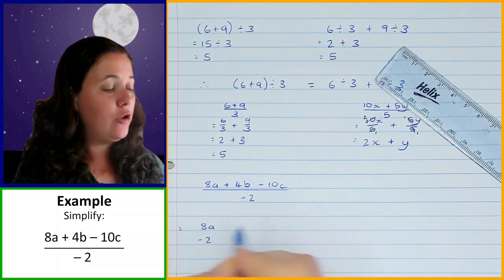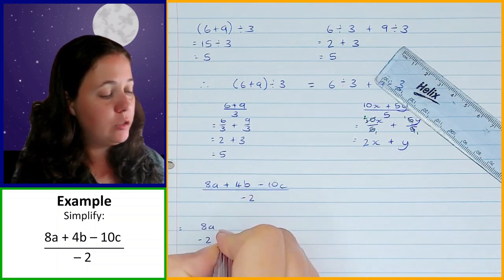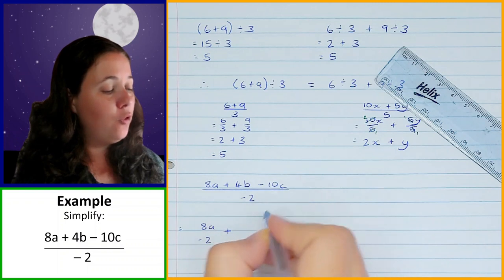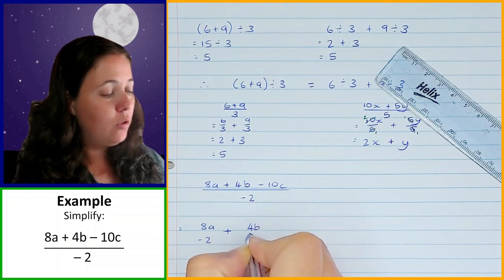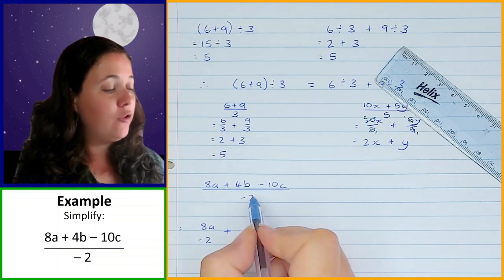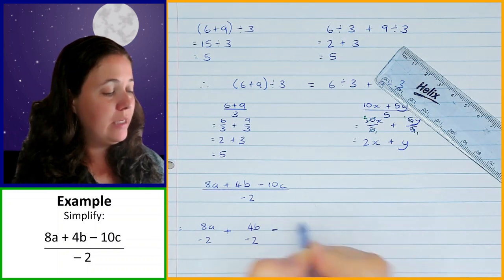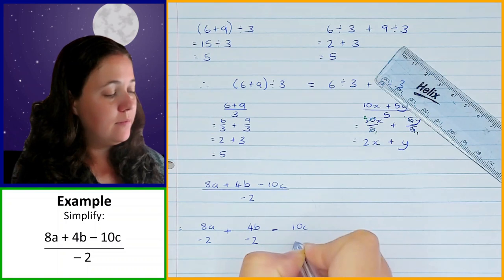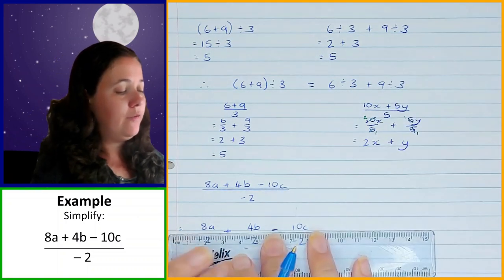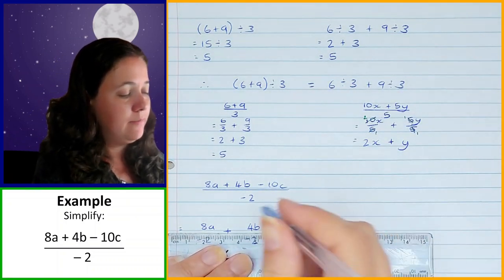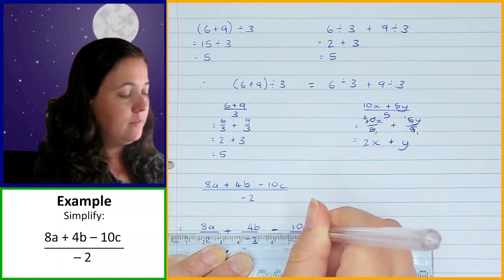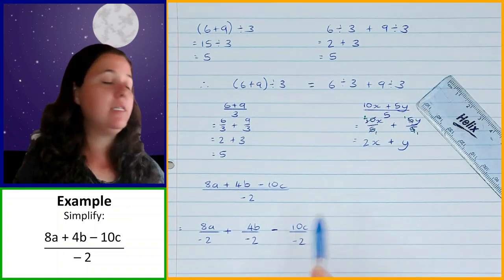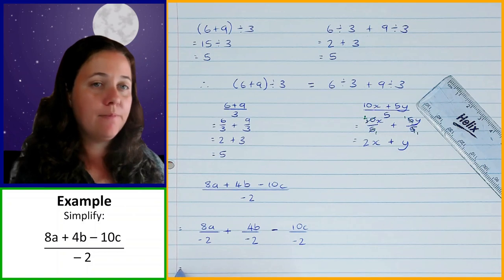So I've got 8a over negative 2. Then I've got a plus, so I'm going to put a plus over here. Then I've got 4b also over negative 2. Then I've got a minus, so I'm going to put a minus over here. And then I've got 10c also over negative 2. And all of those are fractions like this. So now I've got three separate fractions that I can simplify individually.